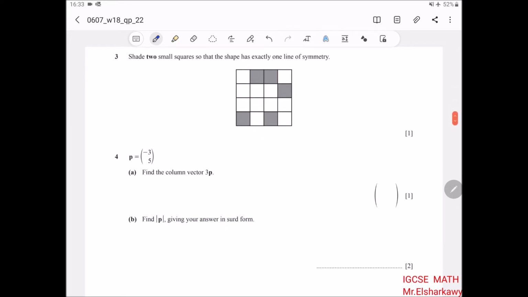Question 3. Shade two small squares so that the shape has exactly one line of symmetry. So here we can look at the shape. We can see that to have only one line of symmetry, we only have to shade two small squares. So if we shade this square here and this one, then this would be our line of symmetry. This would be correct.